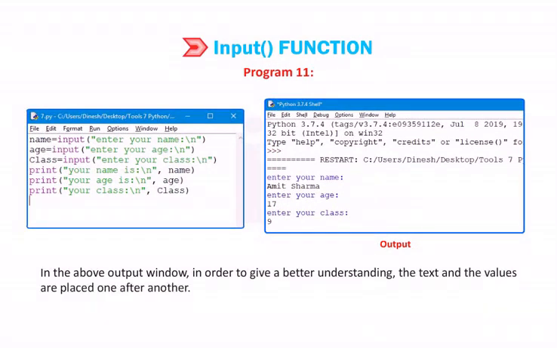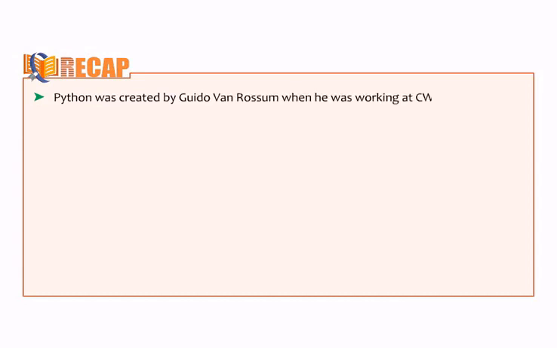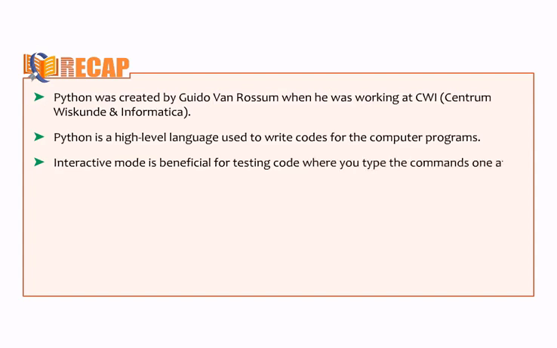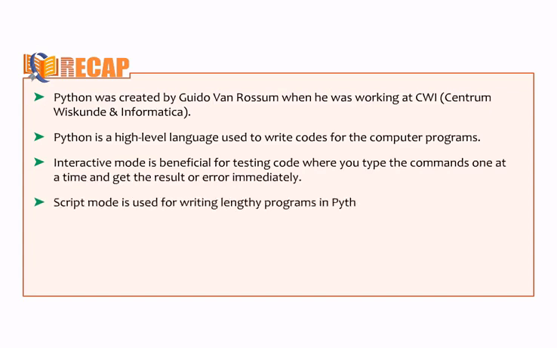Okay students, let us take a recap of this lesson. Python was created by Guido van Rossum when he was working at CWI, Centrum Wiskunde & Informatica. Python is a high-level language used to write codes for computer programs. Interactive mode is beneficial for testing code where you type the commands one at a time and get the result or error immediately. Script mode is used for writing lengthy programs in Python.